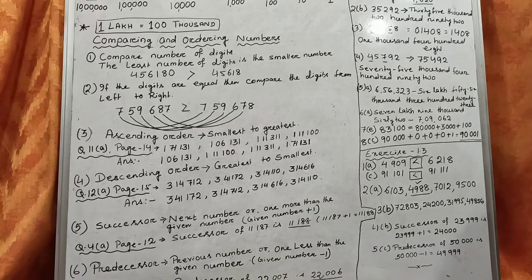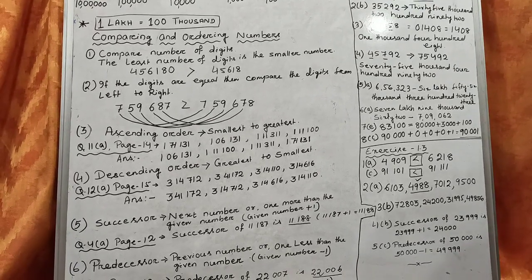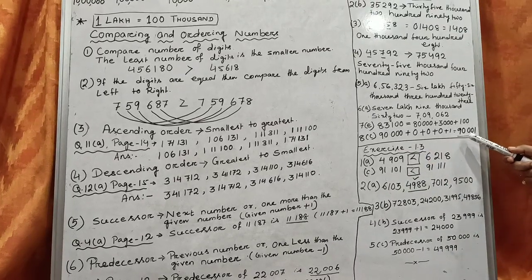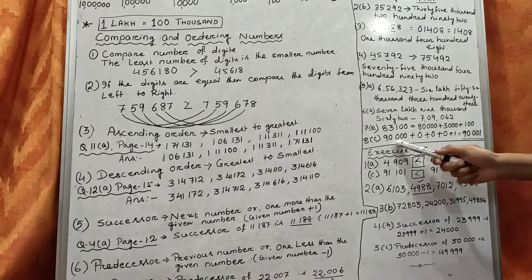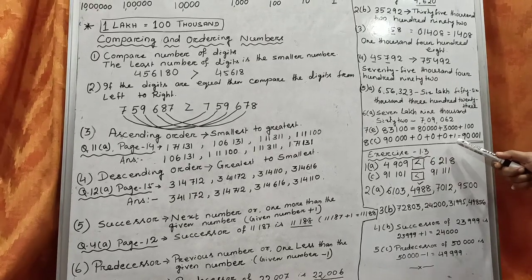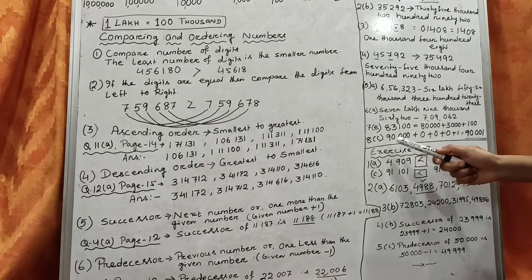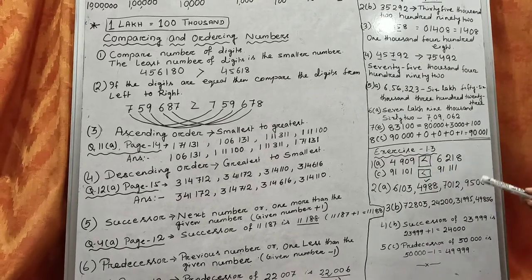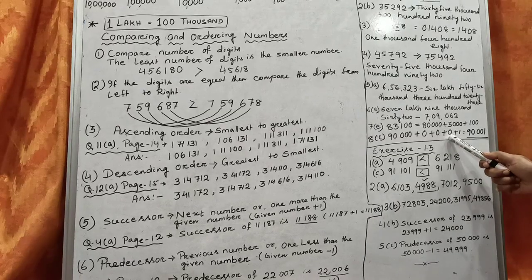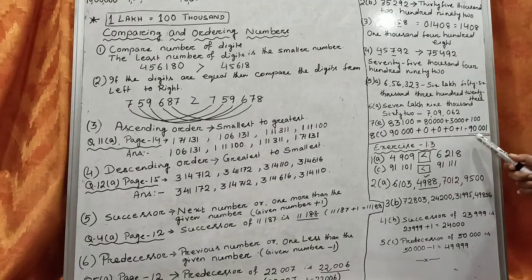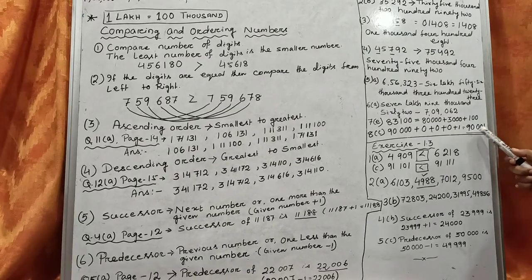Then question number 8C. Here the number is given in expanded form. You have to write in compact form. 90,000 plus 0 plus 0 plus 0 plus 1. So how to write this number? 90001. Here the 100 place, tens place, and 1000 place are 0. So that's why here 3 zeros are written.